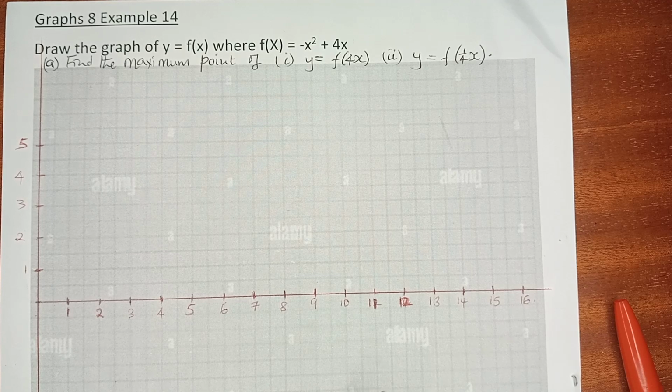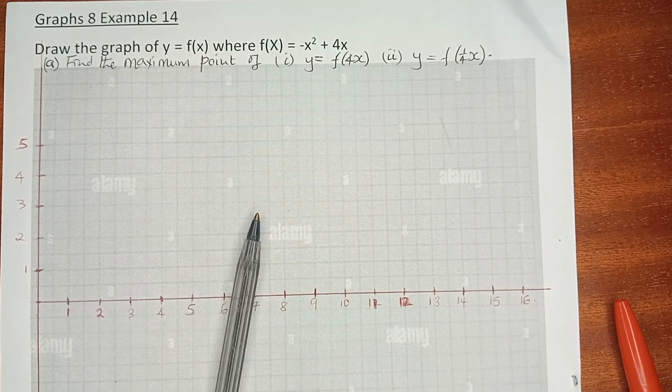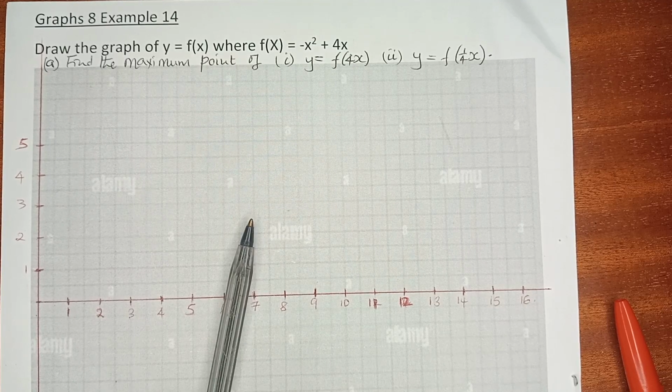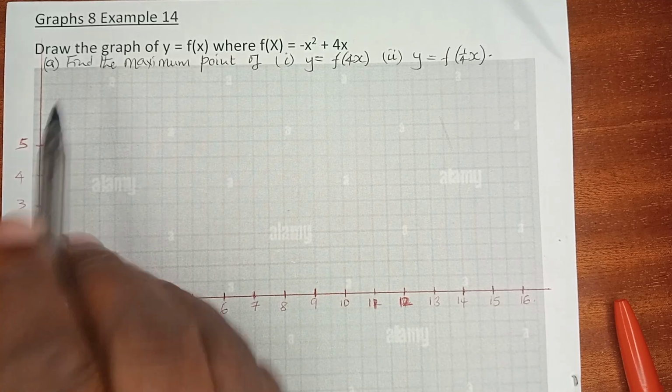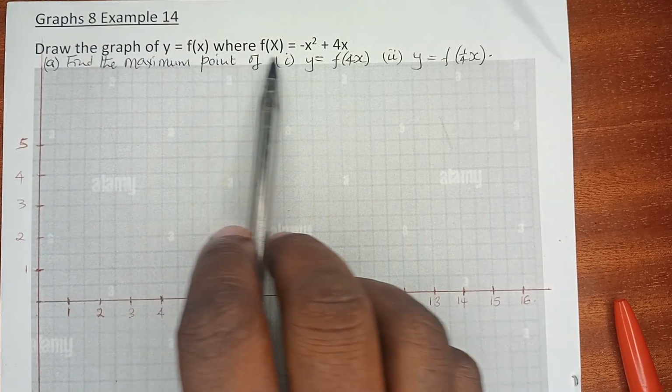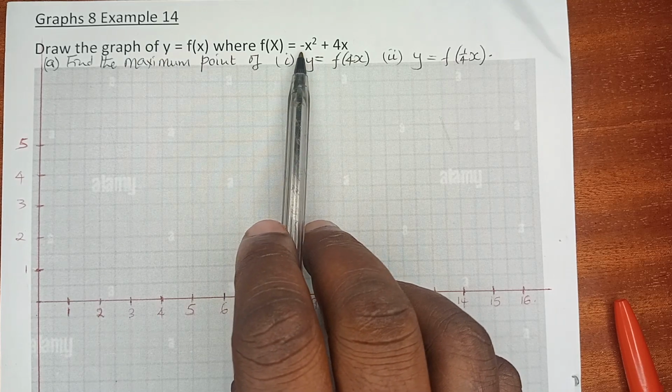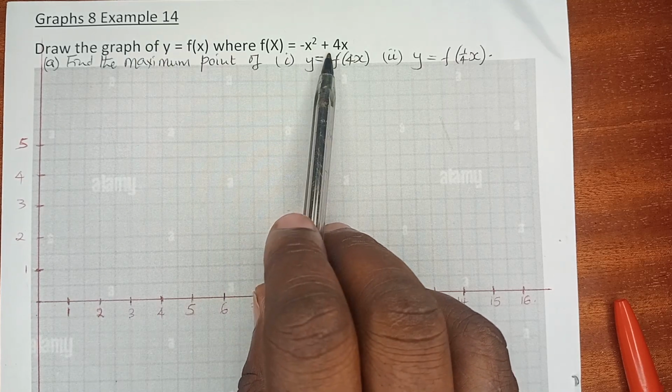I want us to explain example 14 of graphs 8. We are expected now to draw the graph of y equals f(x), which is negative x squared plus 4x.